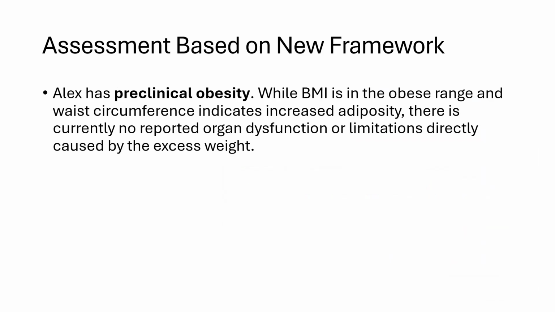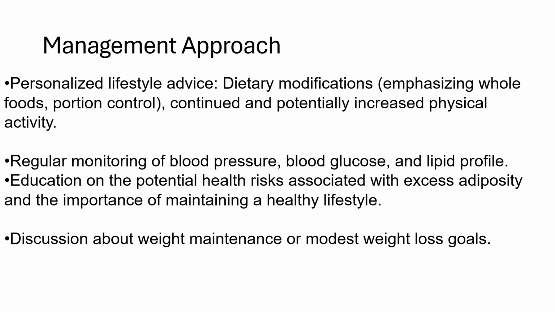So based on this new framework, our patient in case scenario 1, we'll be totally discussing 3 case scenarios in this presentation. This was the case number 1. So patient has got preclinical obesity. While BMI is in the obese range of a patient and the waist circumference indicates increased adiposity, there is currently no reported organ dysfunction or limitations. Hence, the patient is defined as having preclinical obesity.